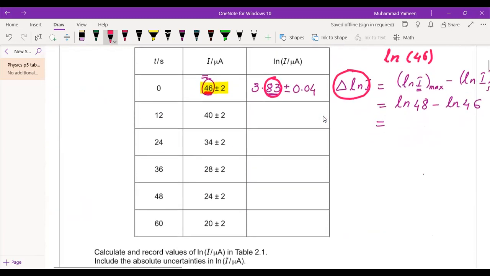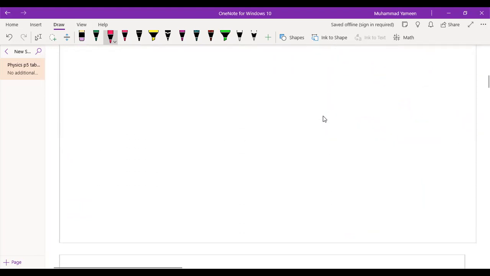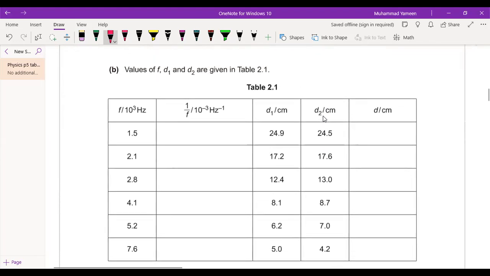Okay. Now let's move towards the second table. Over here, the values of f, d1, d2 are given in the table. This f is the frequency. You can see it from units. And this 10 to the power 3 hertz is the unit. And for 1 over f, 10 to the power minus 3 hertz inverse should be your unit.